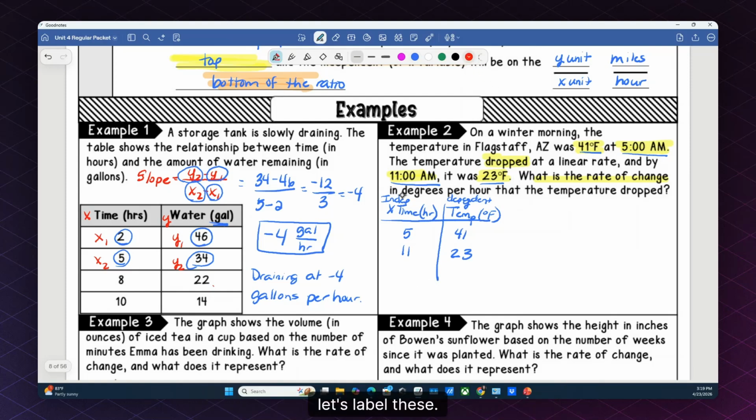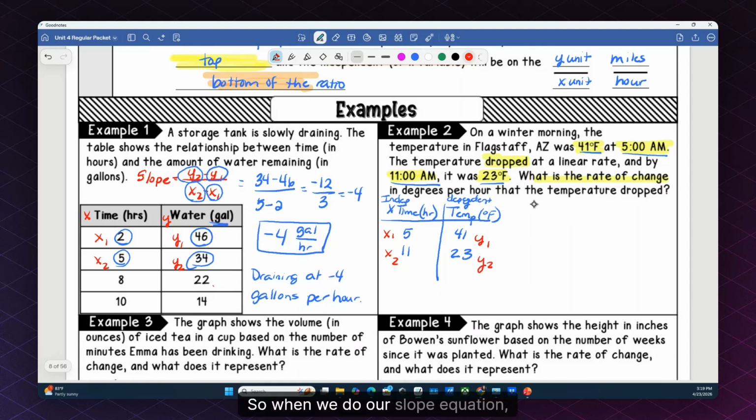All right, let's label these. So this is an x value. This is a y value. This is an x value. This is a y value. This one here is the first x I came to. This is the first y I came to. This is the second x I came to. This is the second y.